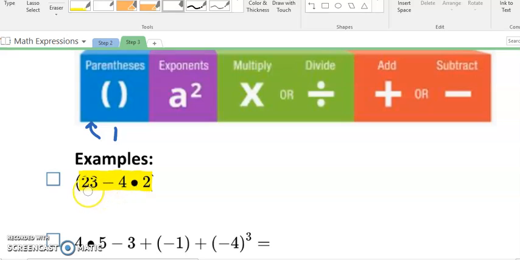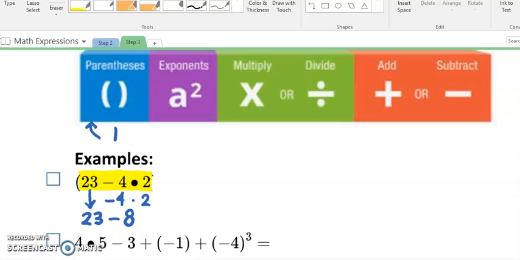If we're looking just at 23 minus 4 times 2, the order of operations tells us that we would multiply and divide before we add and subtract. Multiplying, what 2 numbers can I multiply together? Well, I have a negative 4 times 2. What is negative 4 times 2? It's negative 8. The 23 drops down, so now I have 23 take away 8.